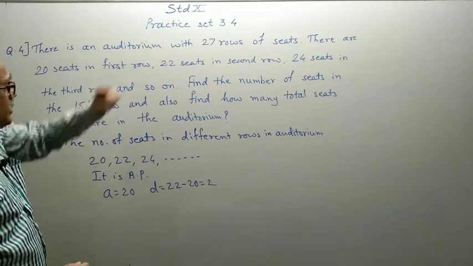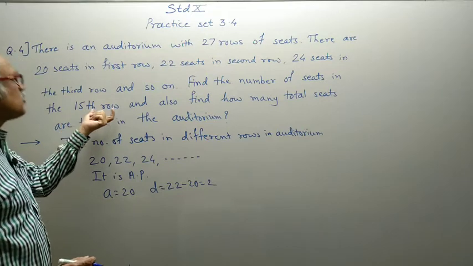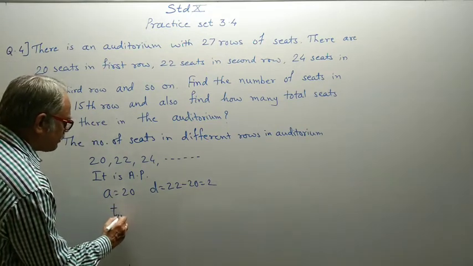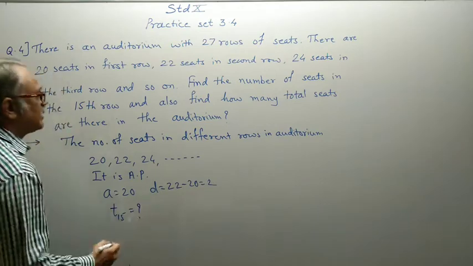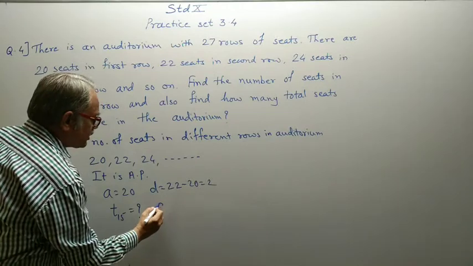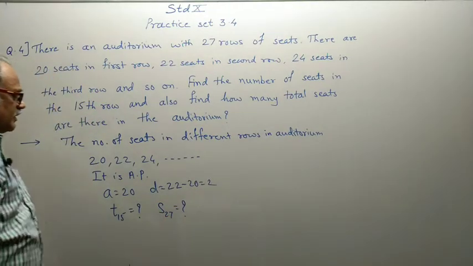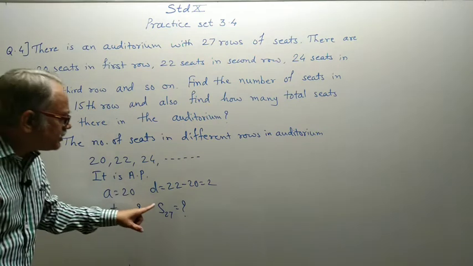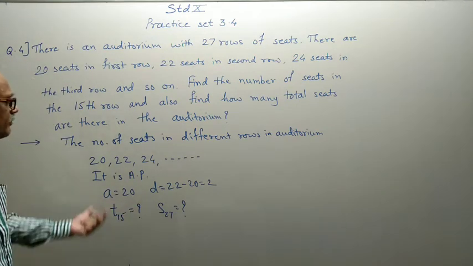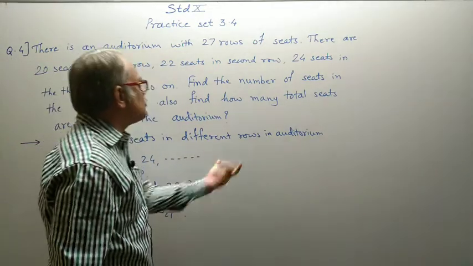Total there are 27 rows. But we have to first find 15th row seats. Means we have to find T15 equal to how much? And total seats in all 27 rows. Means S27 equal to how much? Tn also we have to use, Sn also we have to use. T15 means 15th term. 15th term means seats in the 15th row.